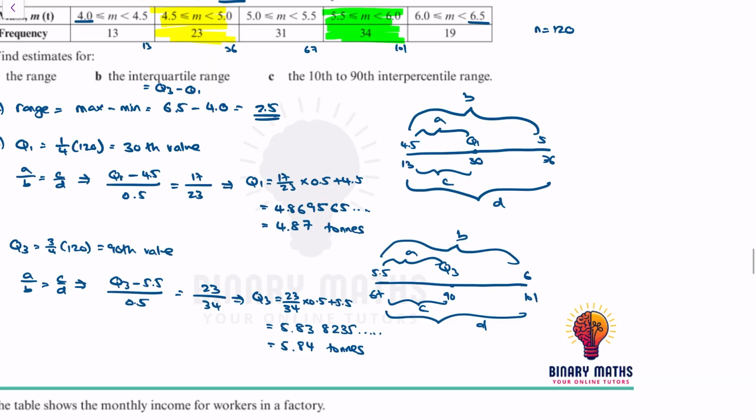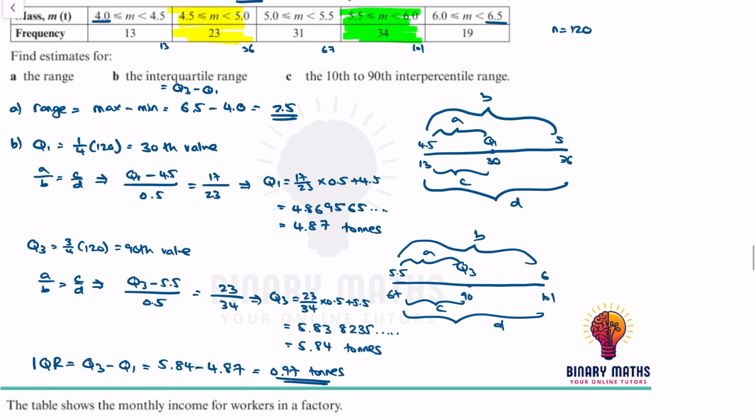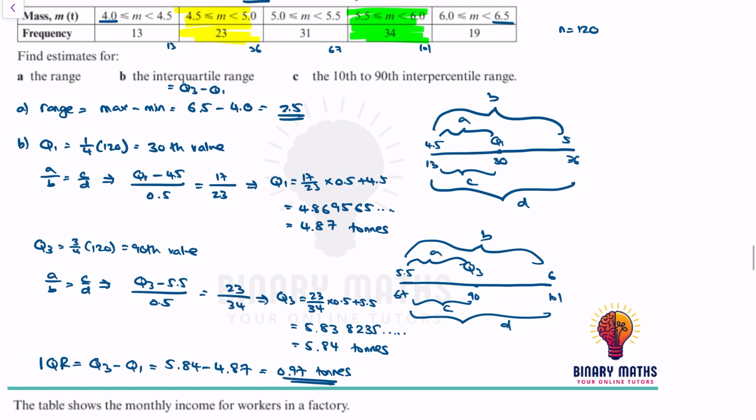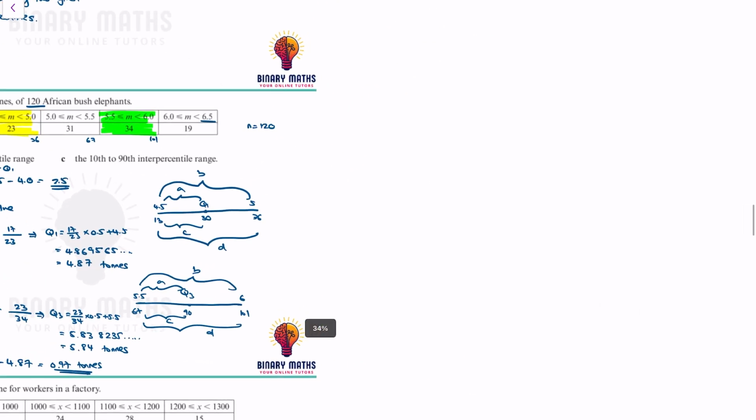Now we were trying to find the interquartile range. So interquartile range is Q3 take away Q1, which is 5.84 take away 4.87, which is equal to 0.97 tons. So that's part B done. C says find the 10th to the 90th interpercentile range. That's going to be quite long, so let's do it here.